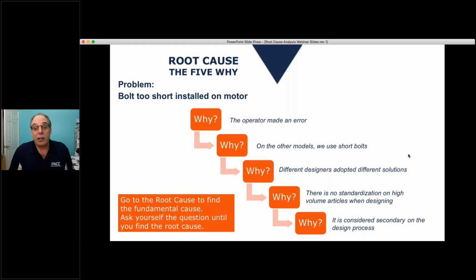Well, why did designers adopt different solutions? Well, there's no standardization on high volume articles when designing. So you go back and you see we're digging back into not just the building of the unit, but how the unit was designed. You can ask why again, and we find out it is considered secondary in the design process. So standardization was never a priority or never made a priority. So the designers obviously had free rein to design the way they felt. And if it meant changing parts here and there, that was okay.